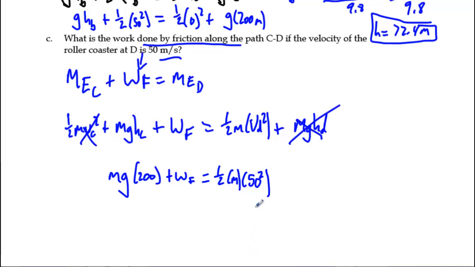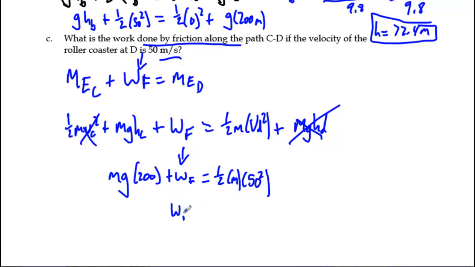Now, in the past, we've gone ahead and canceled the mass because it's been in every term, but it's not anymore. The work done by friction does not include mass, so I can't cancel that out. So I'm actually going to have to deal with that. But before I do, I'm going to go ahead and add stuff over and combine my terms.